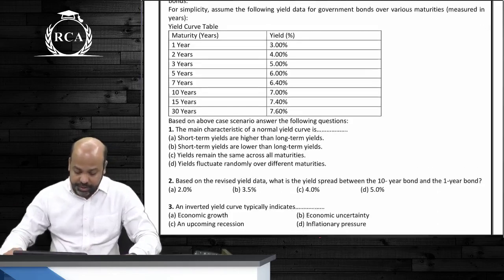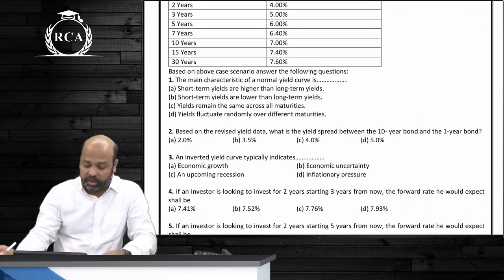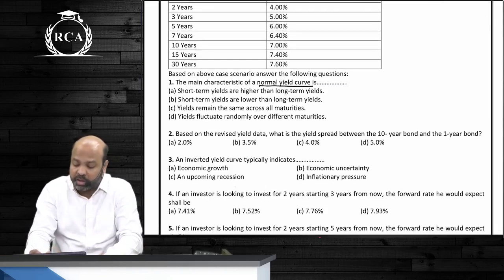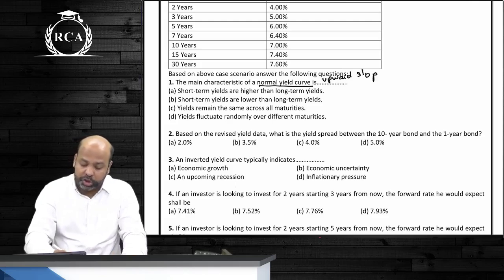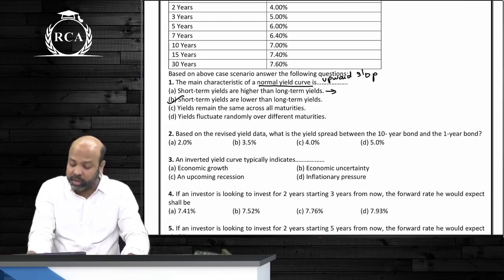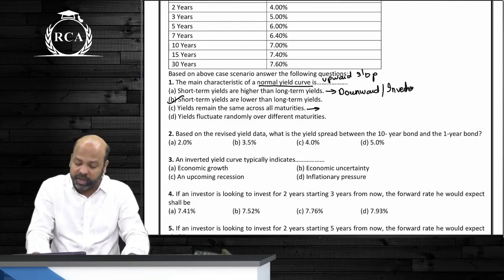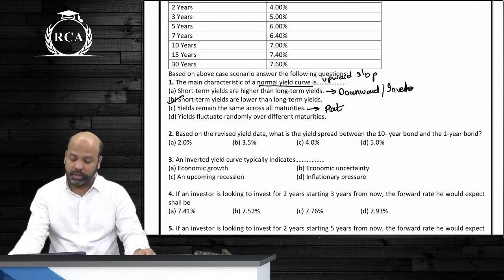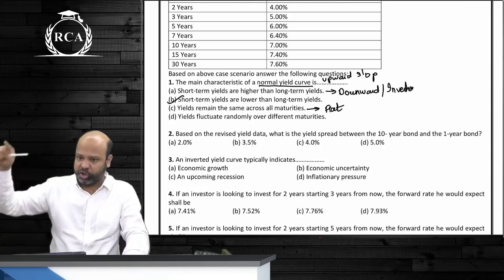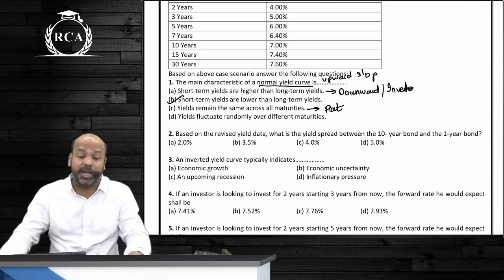Then the humped yield curve. Usually interest rates increase up to a specific maturity, and after that the interest rate starts to decrease. When you say normal yield curve, we are talking about upward sloping. What is its main characteristic? Short-term yields will be lower. Short-term yields are higher in downward sloping, also known as the inverted yield curve. They remain the same in flat. Fluctuating randomly is not a humped yield curve. In a humped yield curve it should start declining again, an inverted U.